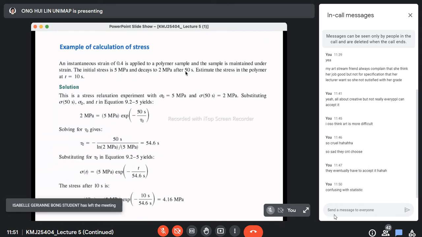So he wants to know, can you please estimate the stress in the polymer at 10 seconds or 20 seconds? You can change it, anytime. From here, we have the graph already, right? Initial time, and then 0 to 50 seconds. At the initial it is 5 megapascal and then decays to 2 megapascal. If I want to know 10 seconds, at least we need 3 points to make a graph, right? This only gives 2 points, the starting point and the end point.